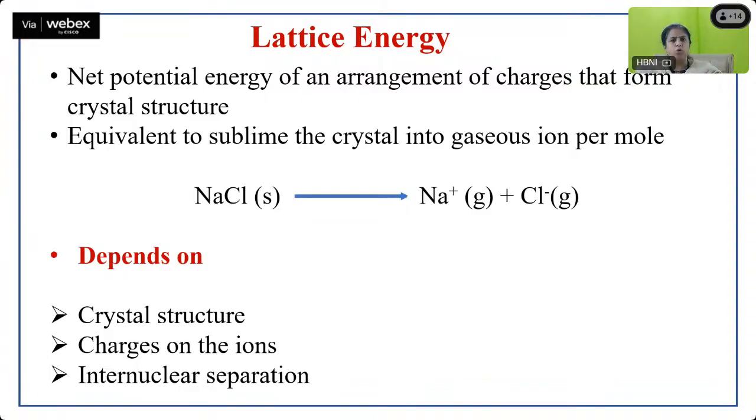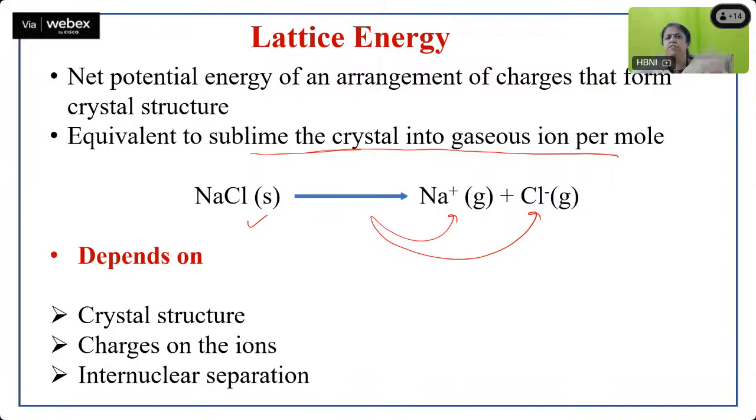And numerically, how do we say it? We say it is equivalent to, per mole, the energy to sublime the crystal. Sublime means evaporate and then break it into gaseous ions. For example, NaCl solid: let's say I have 1 mole of NaCl solid, the energy that I require to break it into gaseous sodium and gaseous chloride ions.